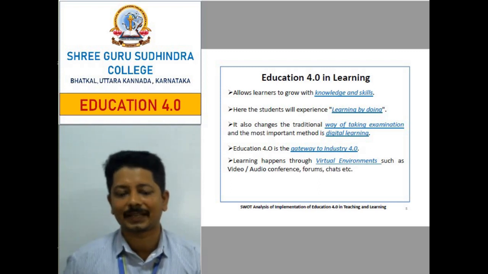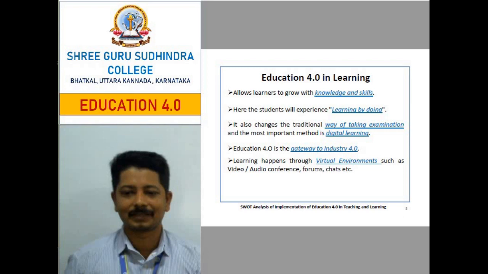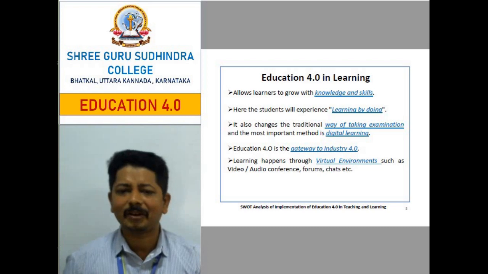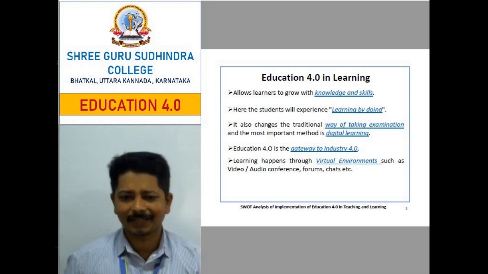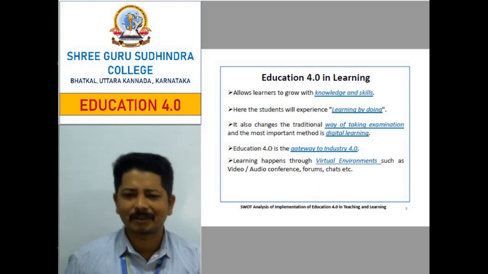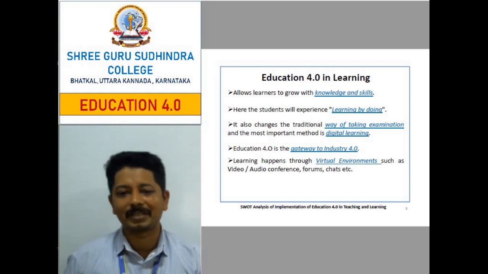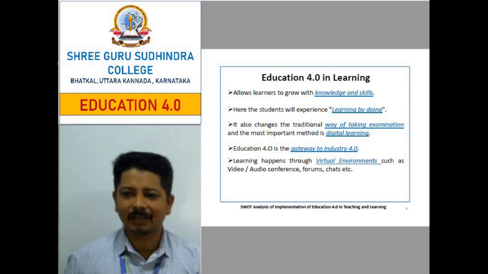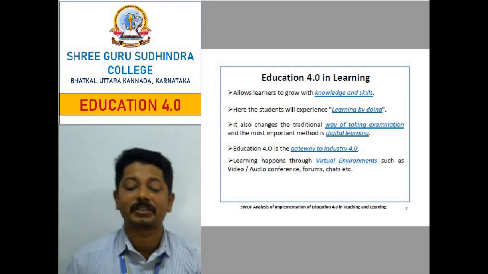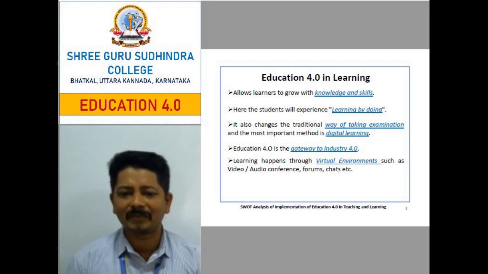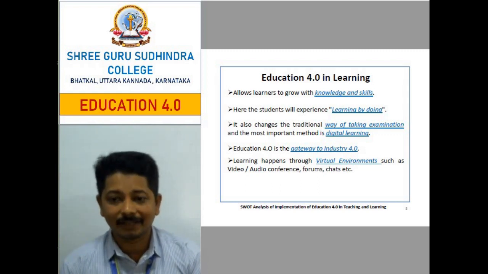digital learning platforms are the best example for every learner. And learning happens through the virtual environment. Virtual environment means, for example, a student who is studying in urban areas wants to experience the forest or different wild animals. It's not possible for him. With the virtual reality concept of Industry 4.0, when we implement it in Education 4.0, definitely we can create a better virtual environment, and everybody can experience the reality.